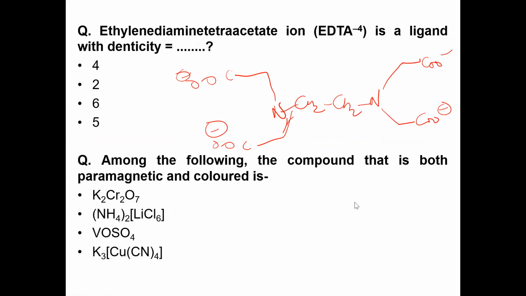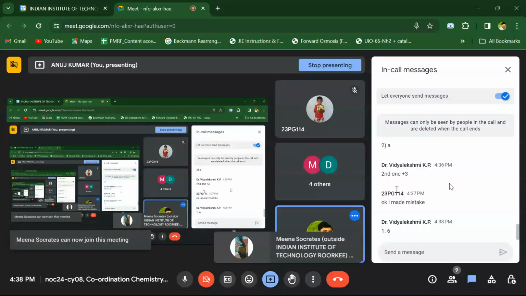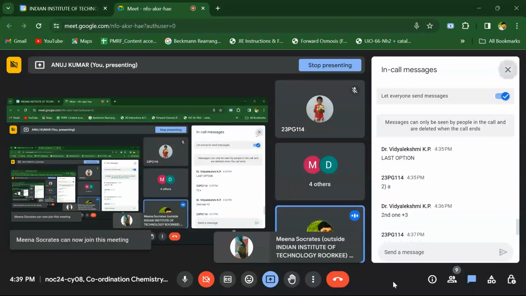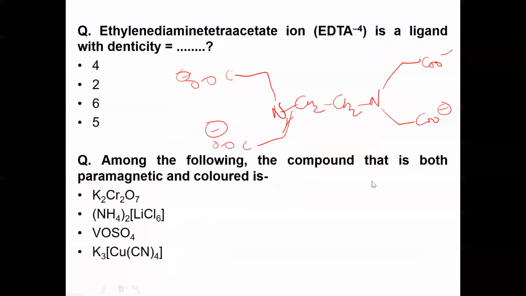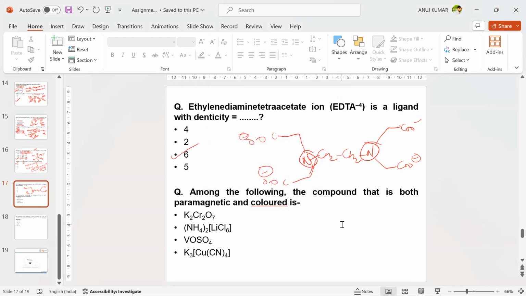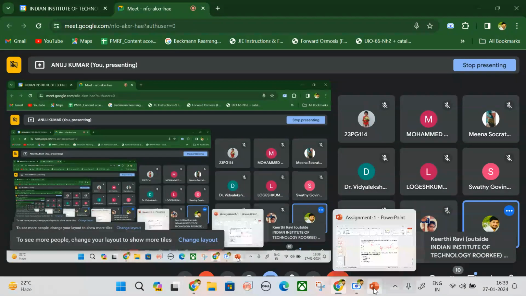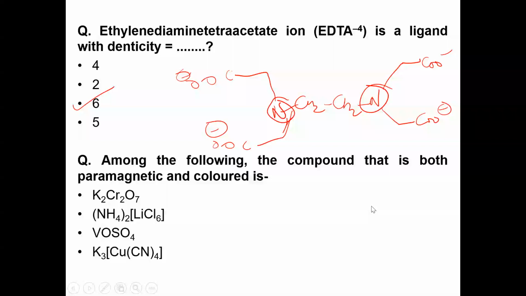Okay, you have to calculate how many donor atoms are there. By what I was telling, you have to just calculate how many donor atoms are there. That will be the denticity of your ligand. Okay, so one nitrogen atom is here, one is here, and four tetraacetate is there. So total denticity will be six, right? Okay, so the total denticity will be 6 for this EDTA anion.